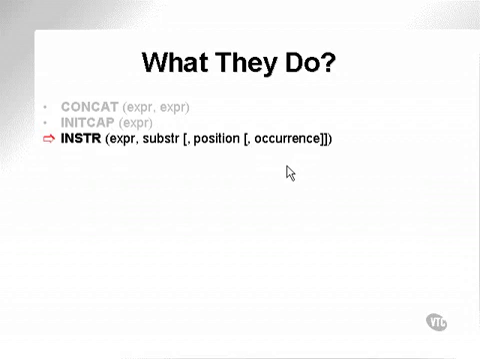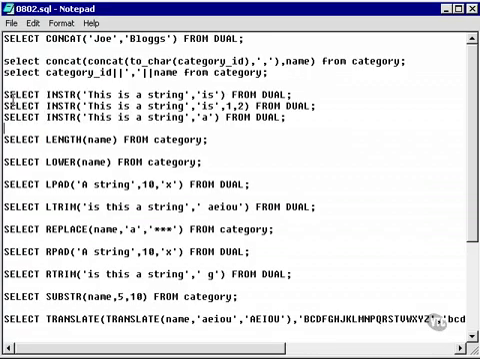Instr, which we've already seen. In string takes an expression, and searches for a substring from a position and for an occurrence. Let's look at some examples.